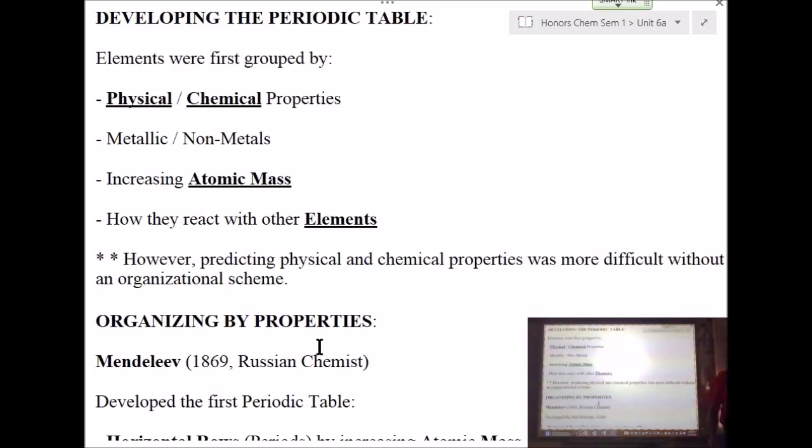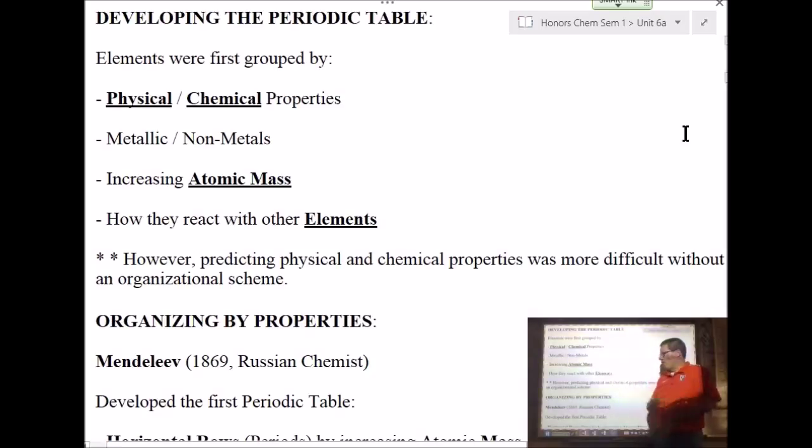The periodic table, and again, this topic is strictly about the periodic table. We've talked a lot about the periodic table already, and so some of this might seem like, remember this. The way that the periodic table is arranged earlier on and currently.